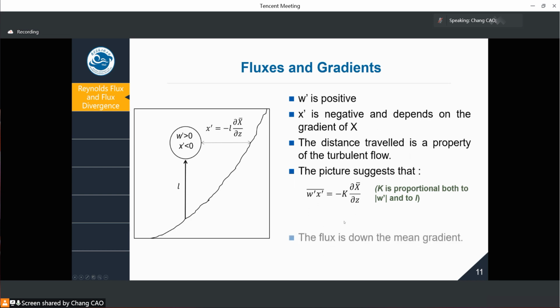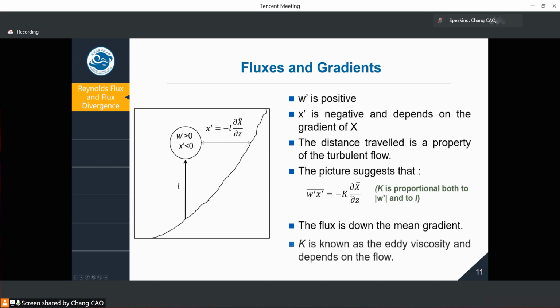So it means that the flux is down the mean gradient. And the K here is known as the eddy viscosity, and depends on the flow. More specifically, on the characteristic velocity and length scale of the turbulent eddies.